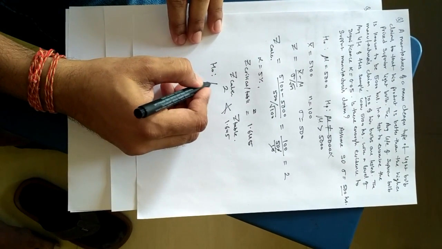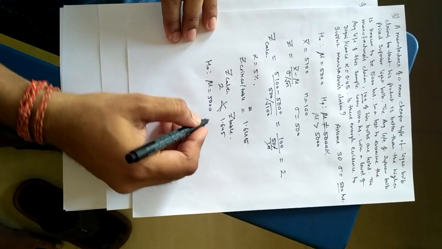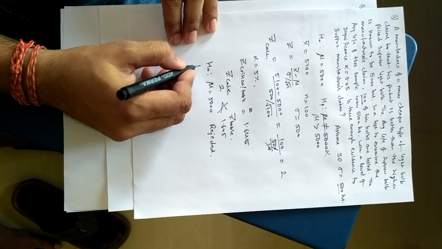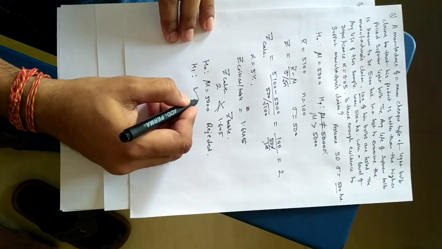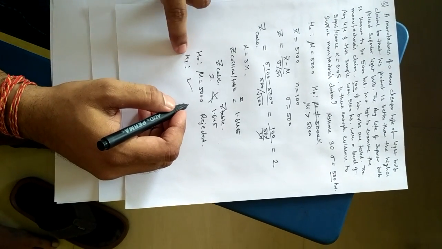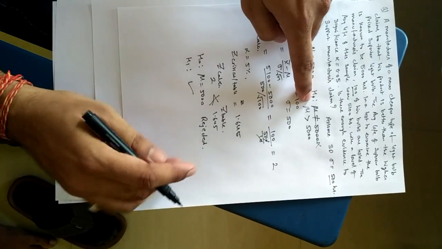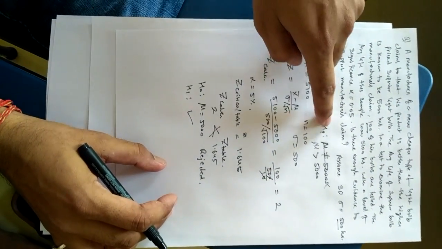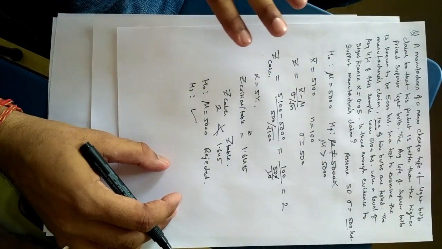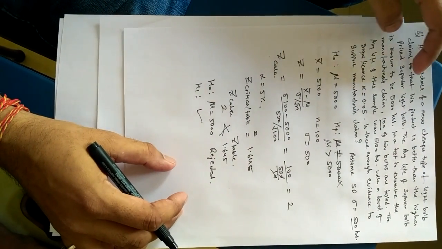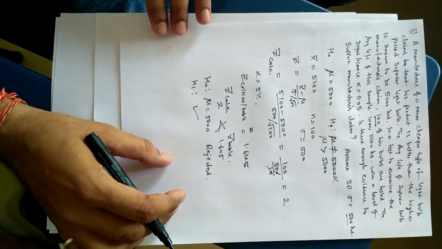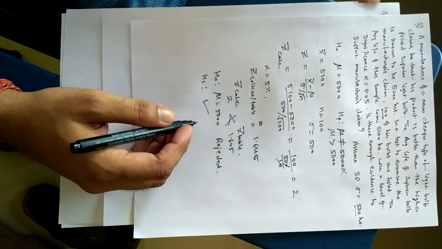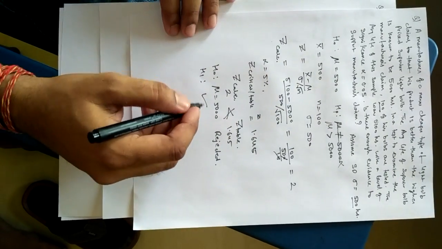The null hypothesis mu equals 5000 that we have taken is rejected. Now, what would be accepted? Our alternative hypothesis would be accepted. What was the alternative hypothesis? It was that the manufacturer's claim that he produces a better product than the superior quality bulb is true. That means the manufacturer's claim of producing a cheaper but better product is true. Thank you.